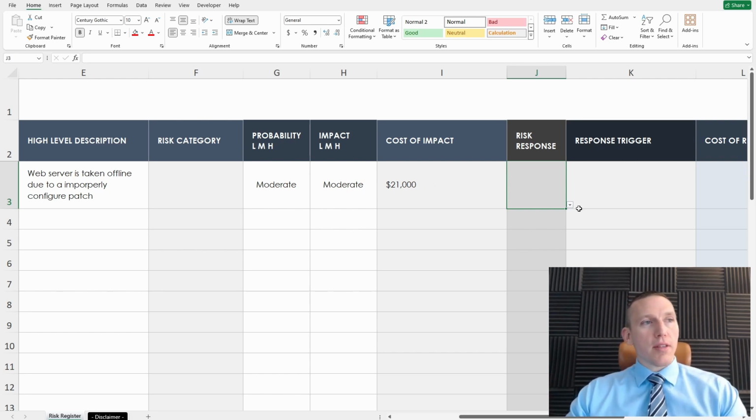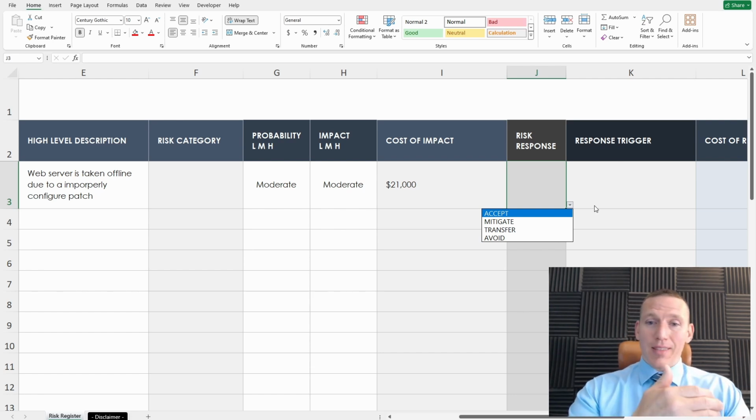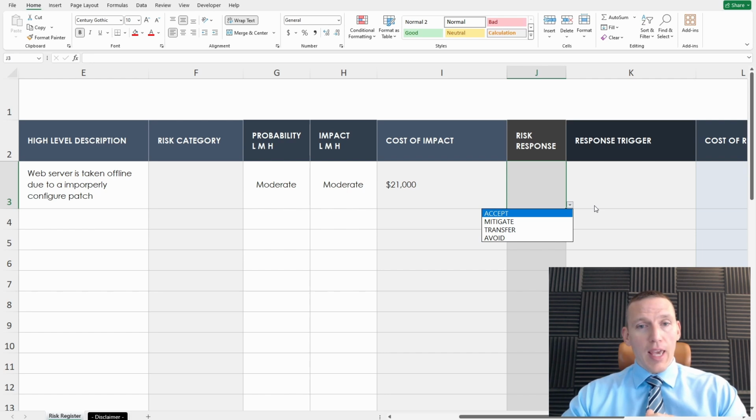Now our risk response is going to be one of four things: accept, mitigate, transfer, or avoid. If we're going to accept the risk, that means we're just going to accept that this is a possibility and not respond to it in any way. Once we've mitigated it, we would accept what's known as the residual risk, which is the risk after mitigation, but our risk response would still be mitigate.